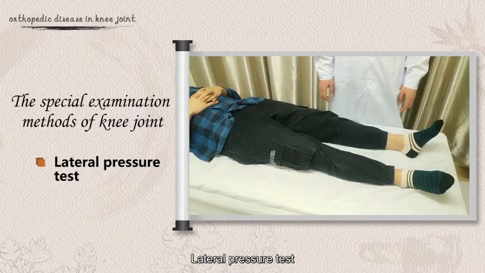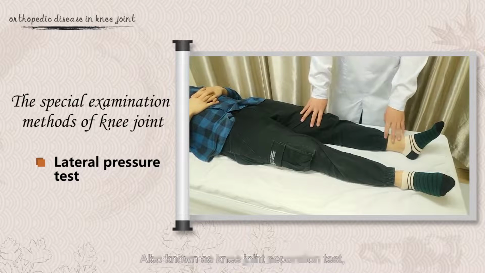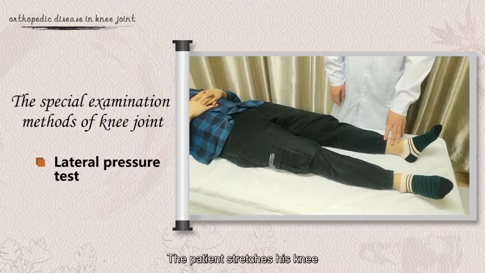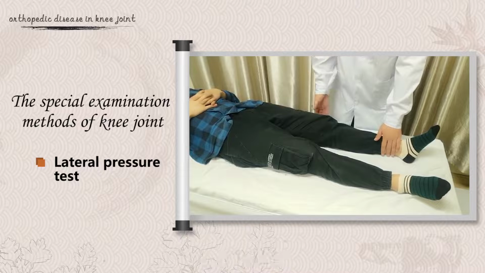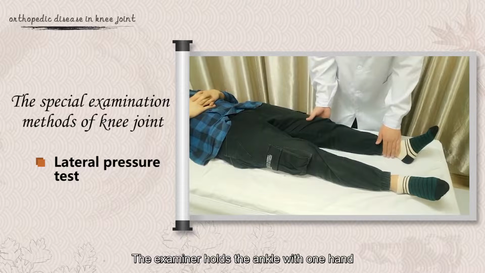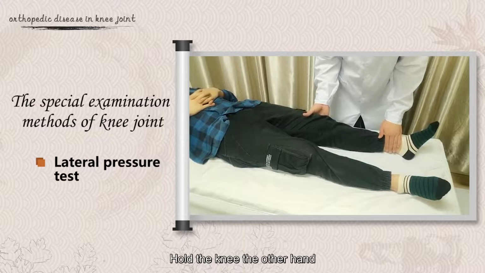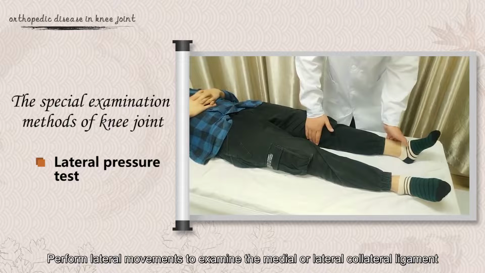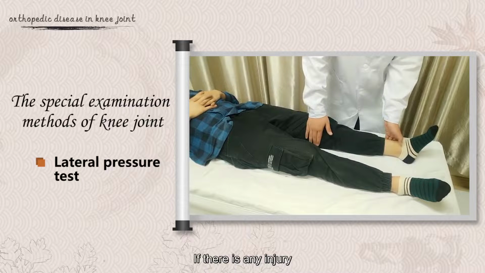Lateral stress test, also known as knee joint separation test, lateral movement test, and Buckner sign. The patient stretches the knee and fixes the thigh. The examiner holds the ankle with one hand, then holds the knee with the other hand and performs lateral movements to examine the medial or lateral collateral ligament. If there is any injury, it may cause pain or abnormal movement.